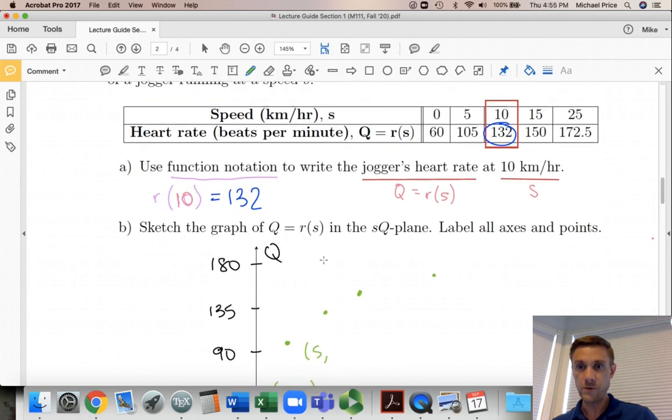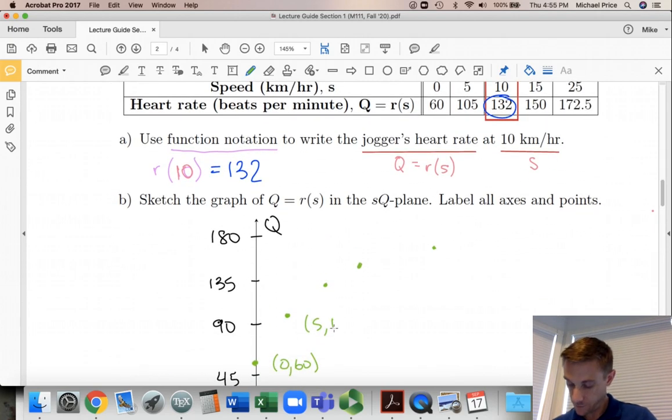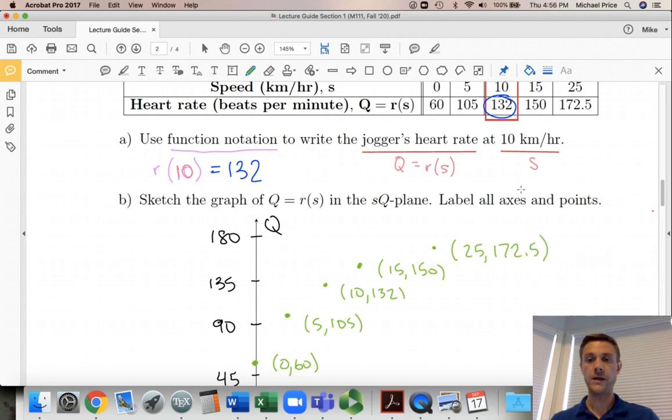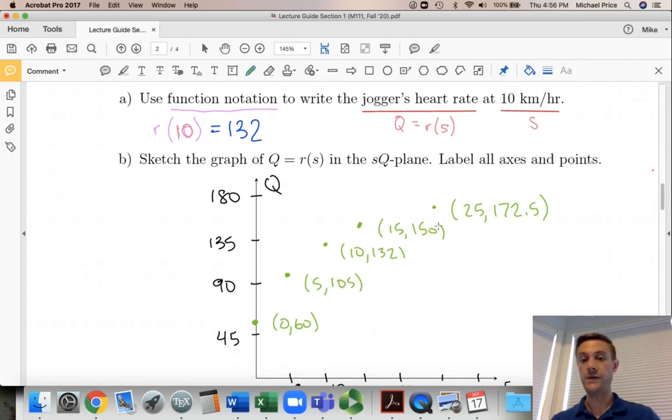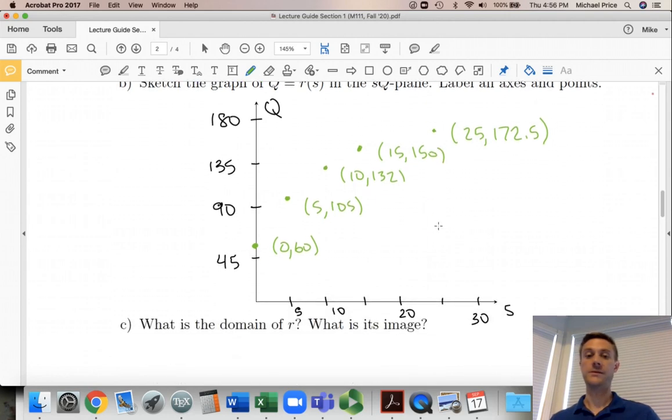So if I'm being super responsible, I will try to label all these points. What was that, 105? 5 and 105. We had the point 10 and 132, 15 and 150. And last but not least, 25 and 172.5. Okay, so our function as defined is just these 5 points. They do make a super tempting little curve there, but we're going to resist the urge.